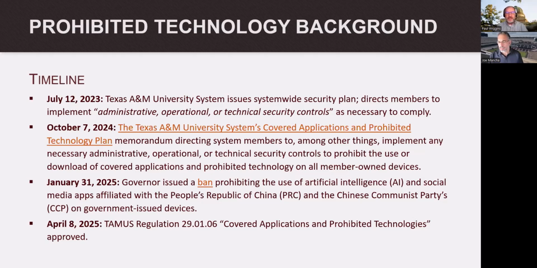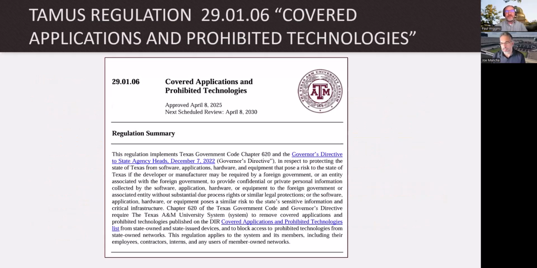Then in April of this year, TAMU System Regulation 29.01.06, Covered Applications and Prohibited Technologies, resulted from that original Texas A&M University System Covered Applications and Prohibited Technologies Plan. It has 4 parts in it that Joe's going to talk about later. This is actually just the preamble to the regulation summary for that particular regulation from the system. I just wanted to have some sort of graphic in here.